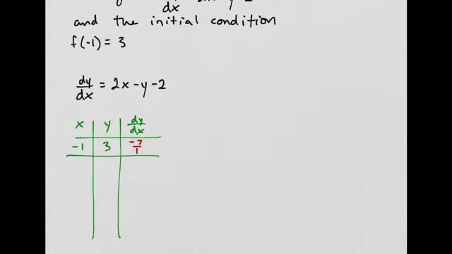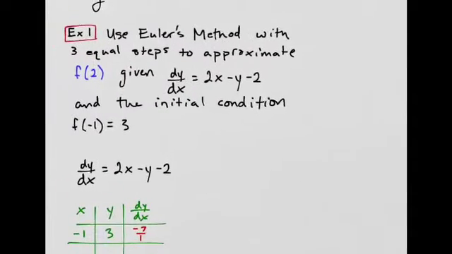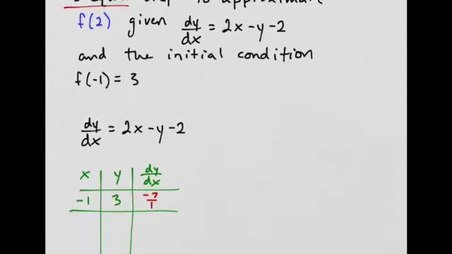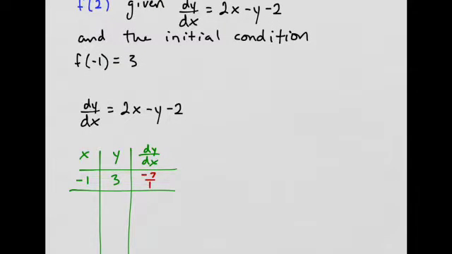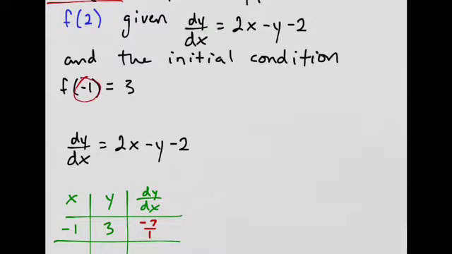So how am I going to get to the next x value? Well, this is something that I haven't talked about yet, but it says use Euler's method with 3 equal steps. Right now, I haven't even taken the first step, but I want to approximate f of 2. Notice this: I start out at -1, and I want to get to 2.